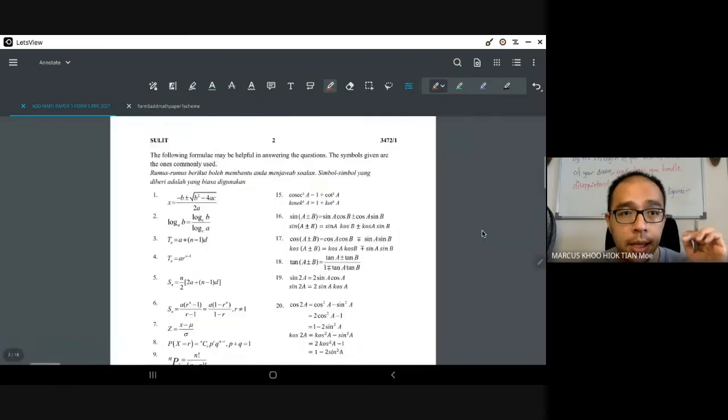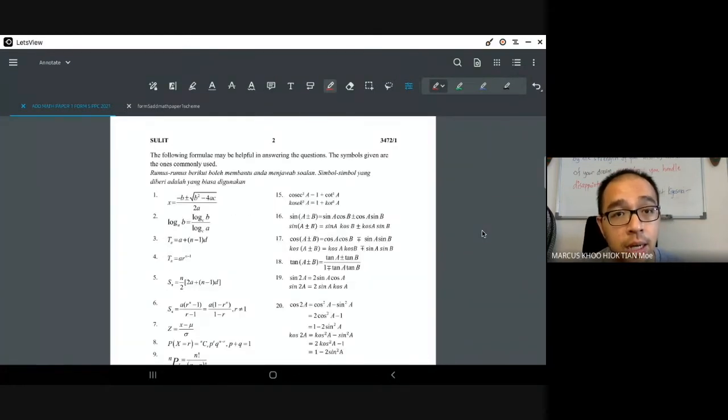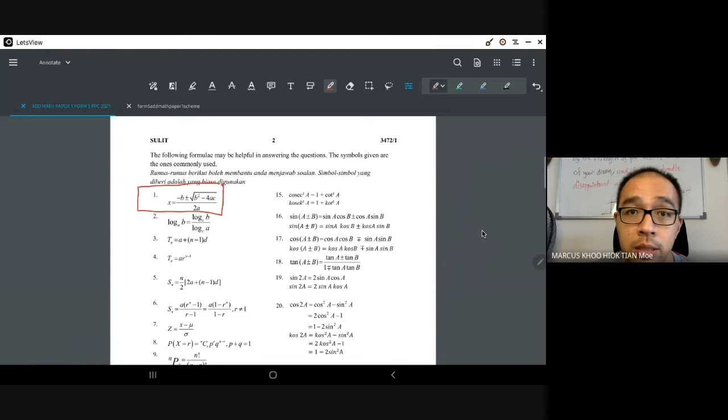All right. Formula is always here. This is the standard formula, which is only 24 formulas. Okay, not everything is given, but what is given to you is enough. Most importantly, take note of formula number 1. It's the most commonly used formula when we are doing Admaths lah.